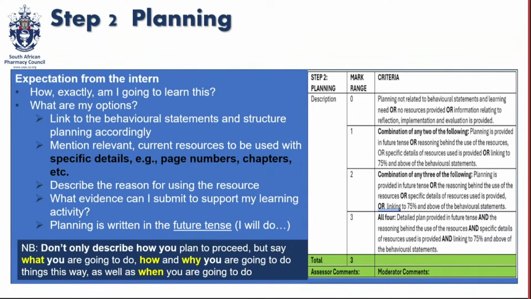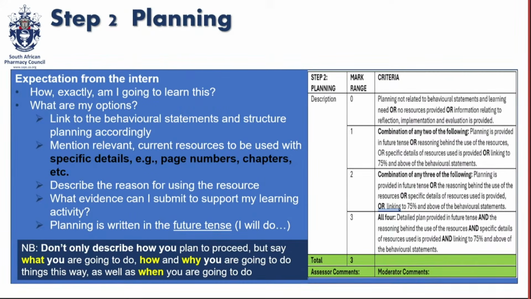So this is really important, core to the planning section, where often what we find is interns will submit a detailed plan where they'll say, I'm going to use the GPP in order to fulfill this particular competency standard. But they don't tell us exactly where. The GPP is a massive document. Where would they look for the information? Where would we find the information? This allows us as the assessor and moderator to identify whether the intern is actually looking at the critical areas in order to ensure that they are deemed competent.